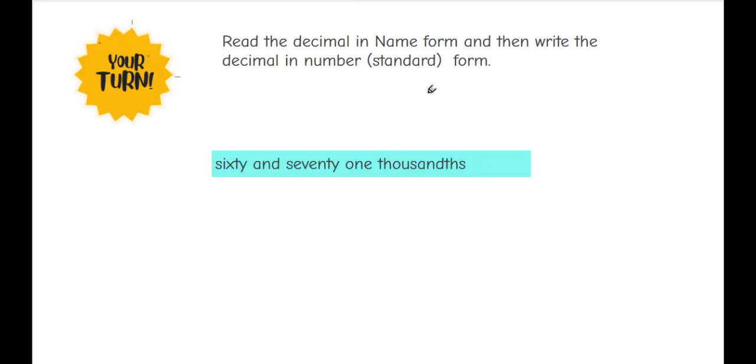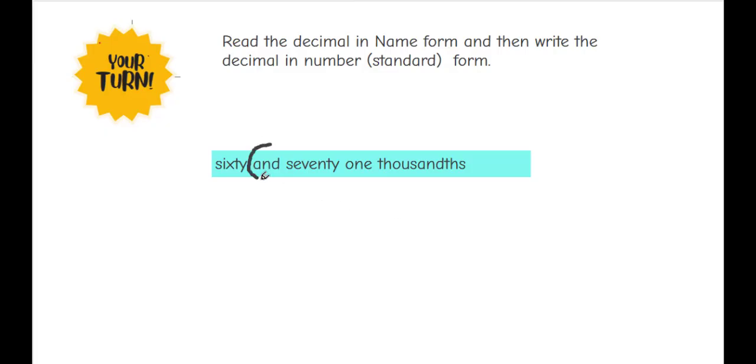We're going from written form to standard form. 60 and 71 thousandths. We're going from written form to standard form. I want you to read this one yourself and see how you do with that one. All right, let's see how you did.